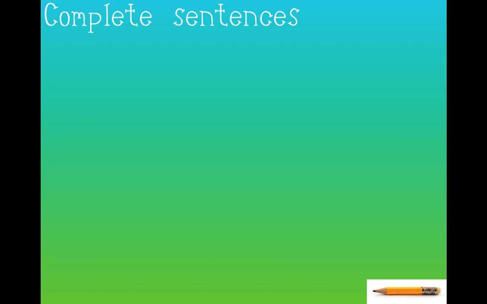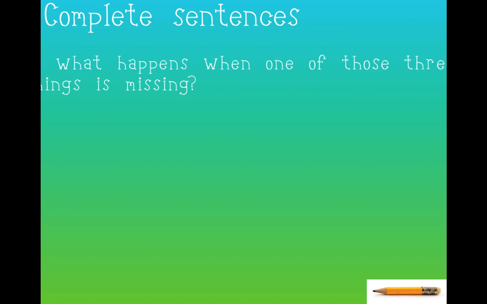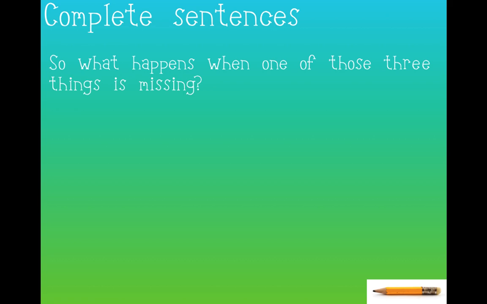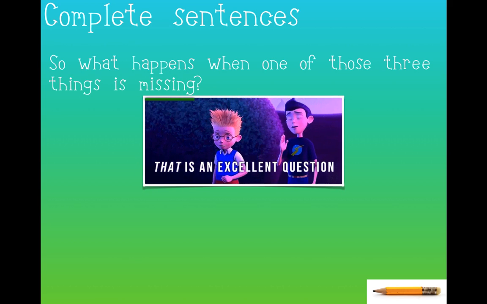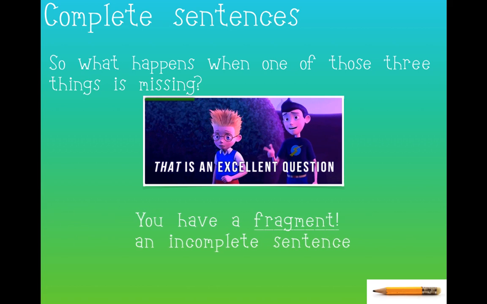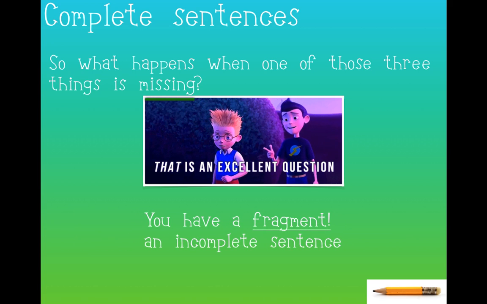So when you are missing one of those things, it creates something. So what happens when one of those three things is missing? You get one of the most common errors that I've seen in your writing, which is a fragment. So when a subject, verb, or complete thought is missing, you have a fragment, which is an incomplete sentence, and it's very common in your writing.